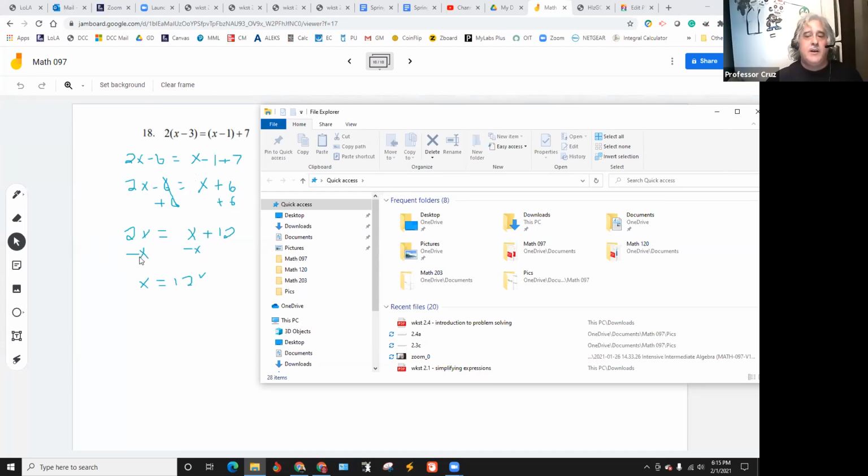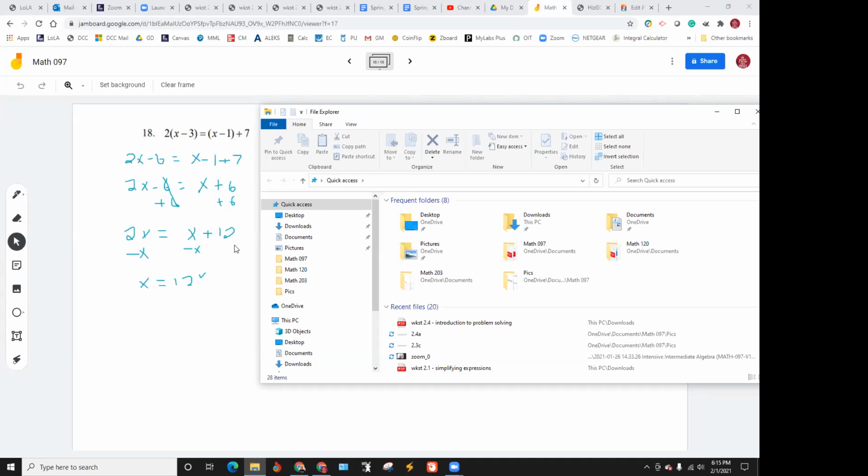2X minus 1X is 1X. These are the same terms. So you had 2 of them, you're taking one of them away, you only got 1 left. So X is equal to 12.